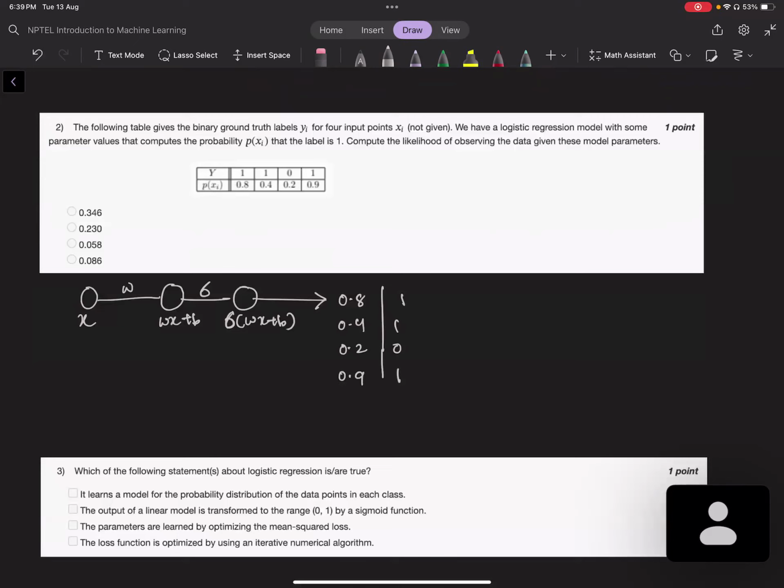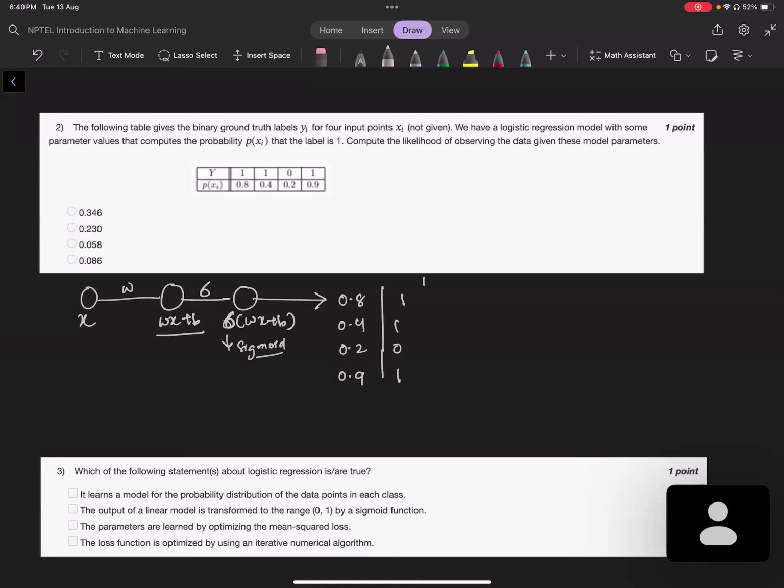Okay. So this is the setting: you have input, you have 2 parameters, w and v. Then you have a non-linearity here. For logistic regression, it will be sigmoid. You are applying this sigmoid to the non-linearity, and you're getting this x and y pair with some parameter values that we don't know, that computes the probability px that the label is 1. Compute the likelihood of observing the data given these model parameters.